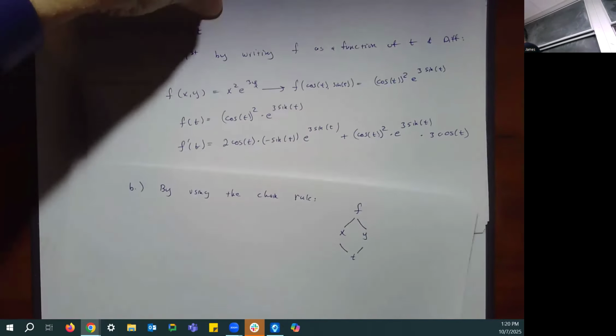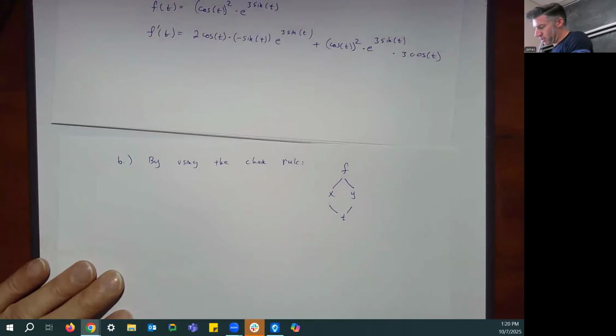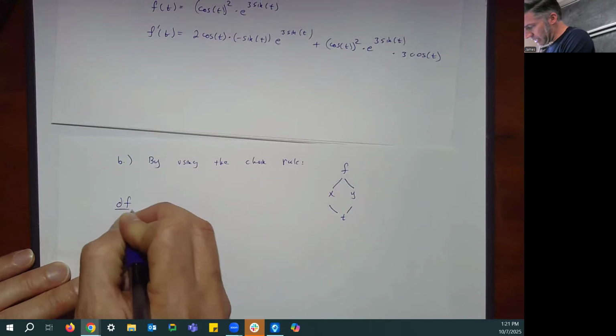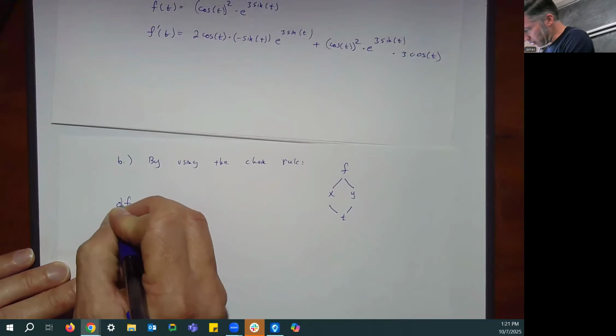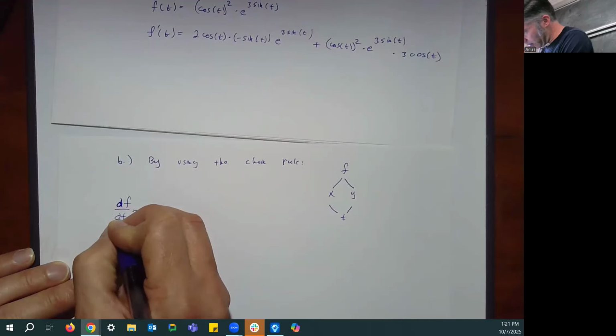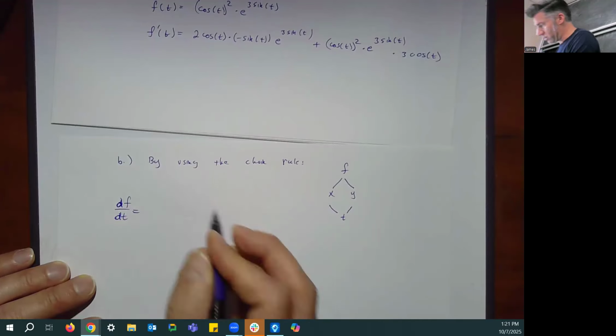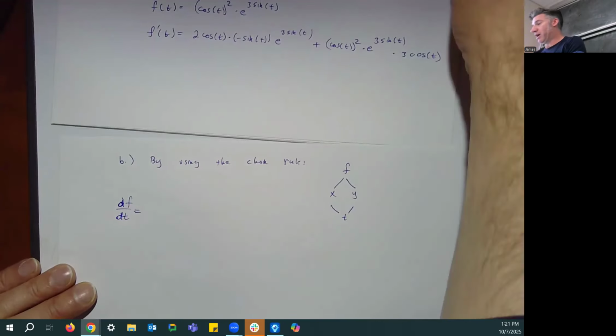So then we're going to say, great, our df dt, those are d's, I know I said d's, I kind of wrote del's, should be equal to, okay, it's all the paths.